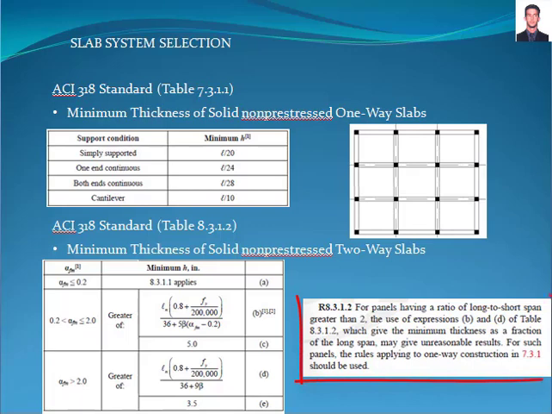It's important to notice the comment of section 8.3.1.2 of the American Concrete Institute 318 standard. For panels having a ratio of long to short span greater than 2, the use of expressions B and D of Table 8.3.1.2, which give the minimum thickness as a fraction of the long span, may give unreasonable results. For such panels, the rules applying to one-way construction in 7.3.1 shall be used.